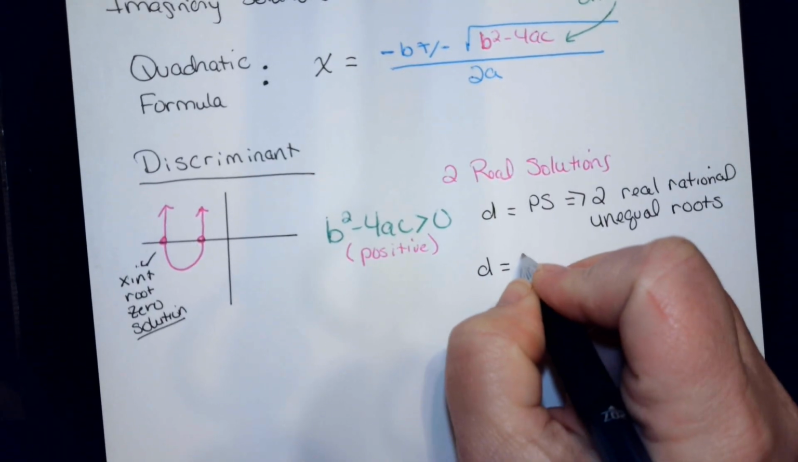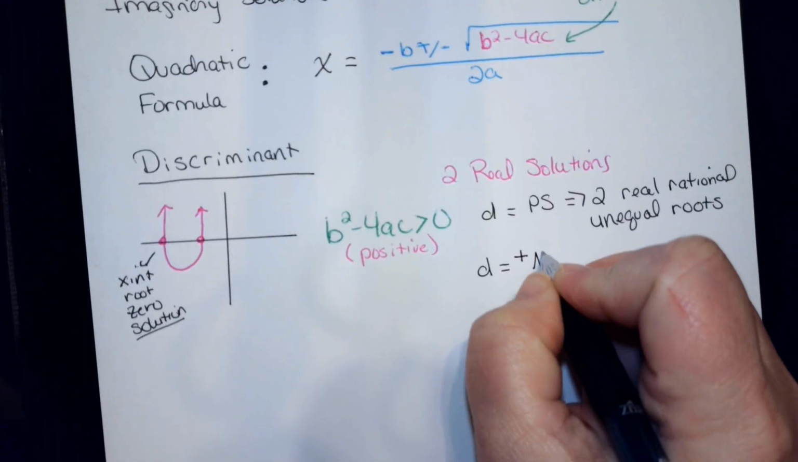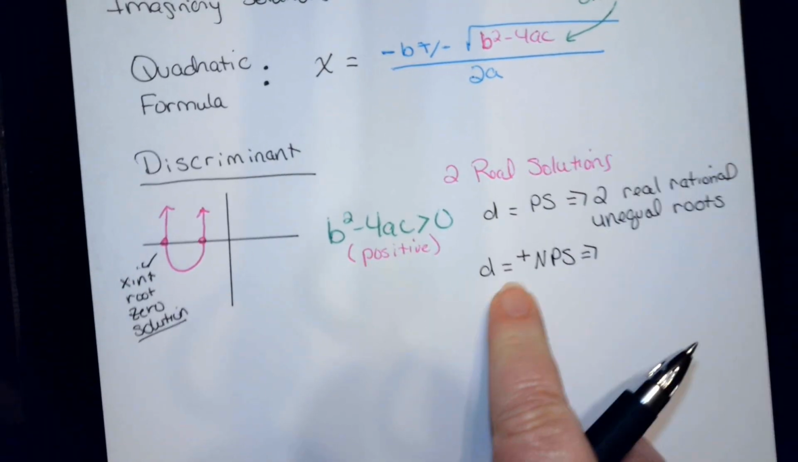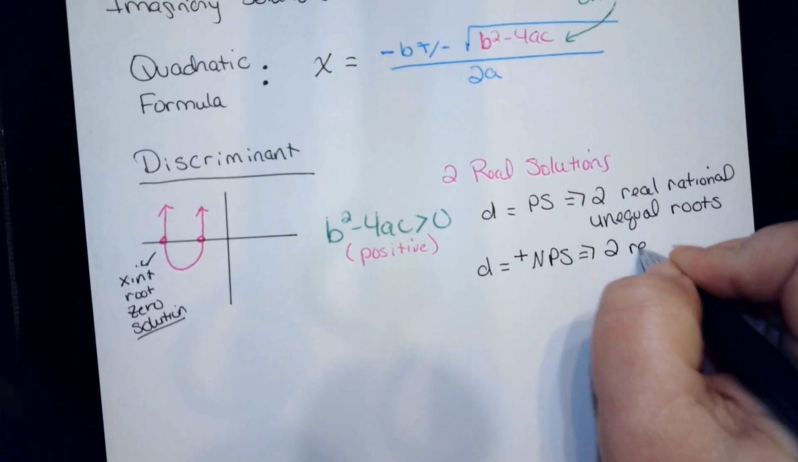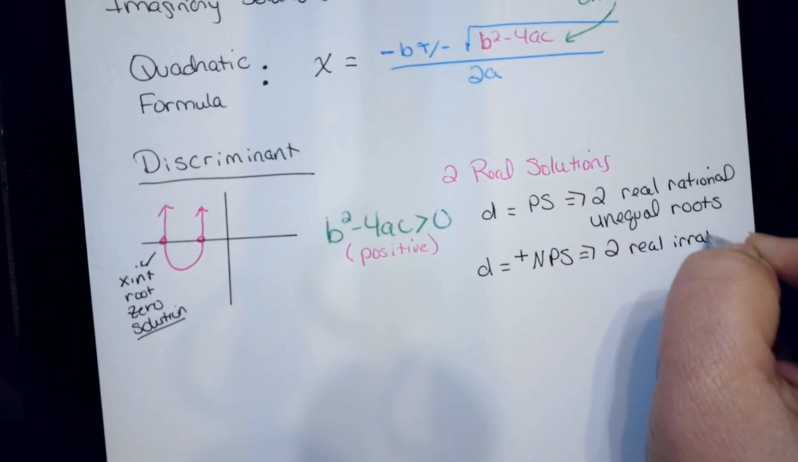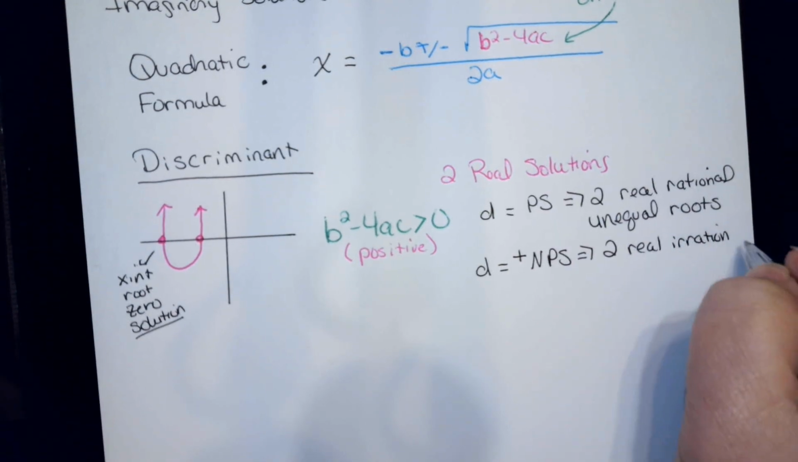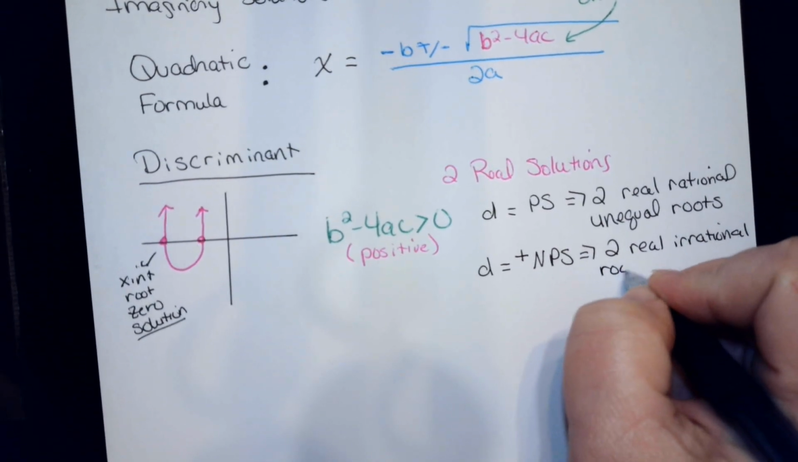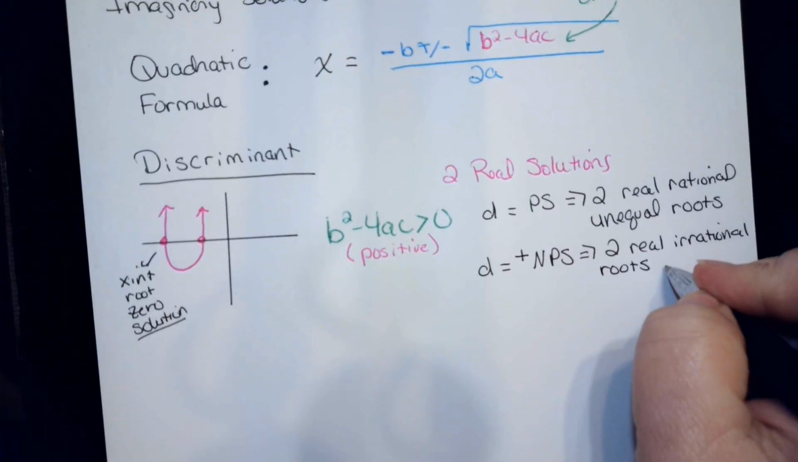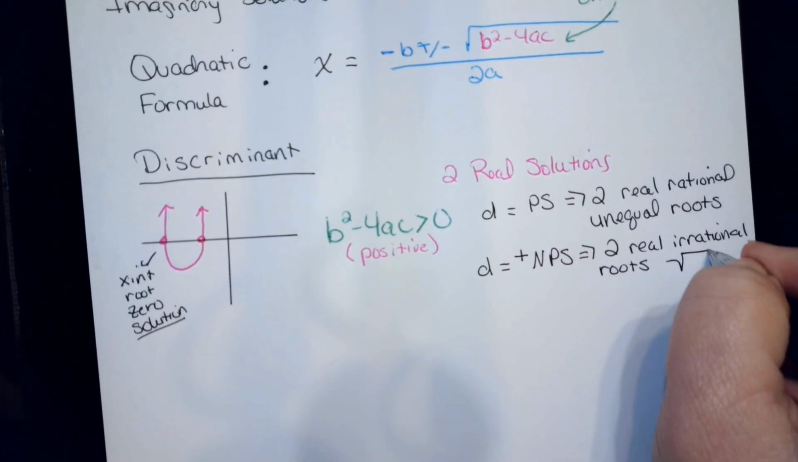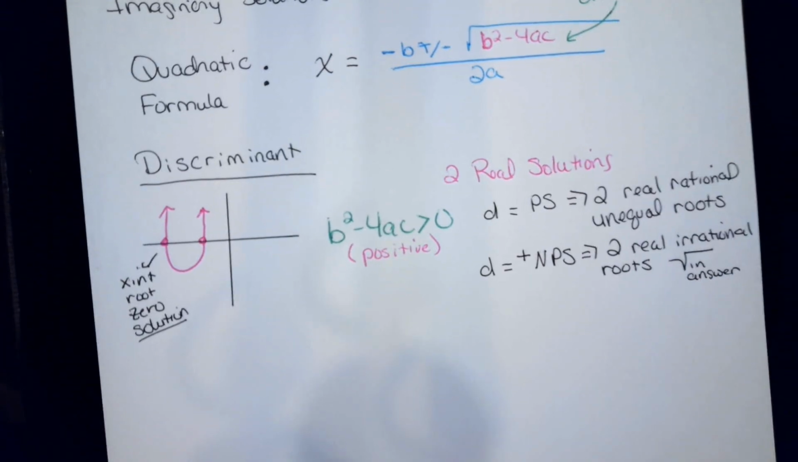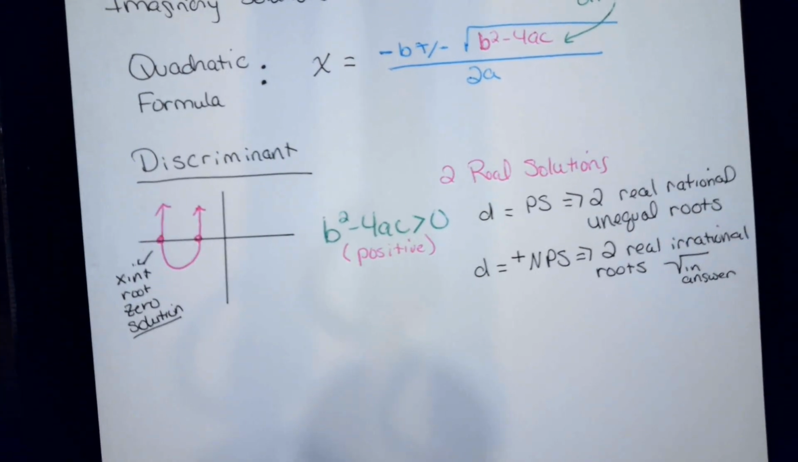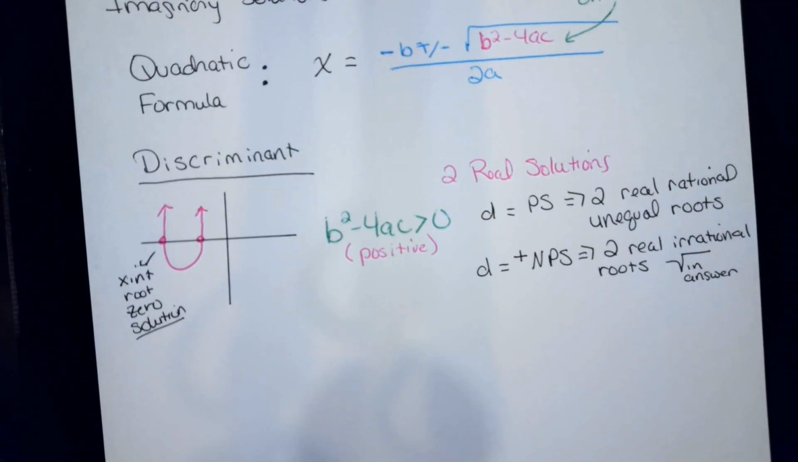If your discriminant is a positive non-perfect square, then you're going to have two real irrational roots. And all that means is that you're going to end up with a square root in your answer. So like if we had the square root of 14, 14 is not a perfect square, so we would leave it as the square root of 14.